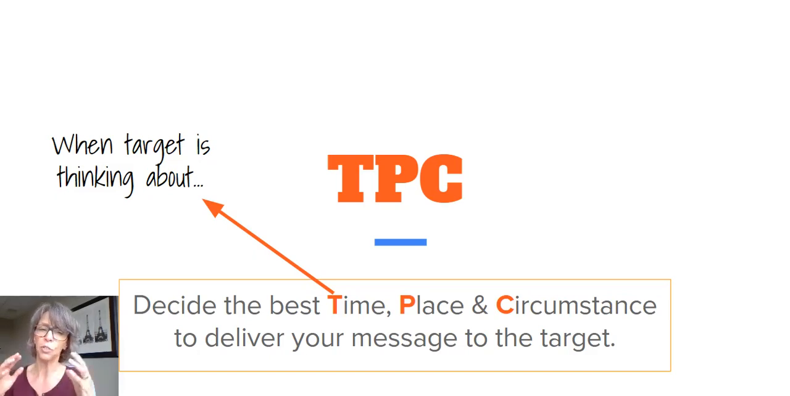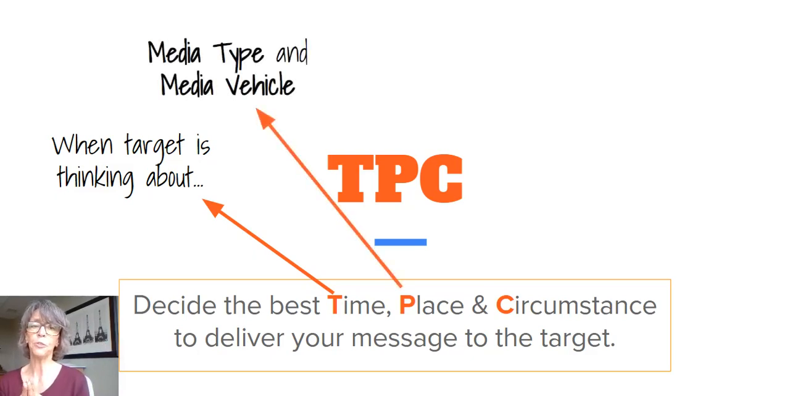So we want to deliver a message when they're in that frame of mind of thinking about that thing that we provide to them, a commuting bike and a commuting experience. So that's kind of the best time. The T there, the time, refers to the best time to deliver a message to the target audience, which is when they're thinking about the whole world around our product.